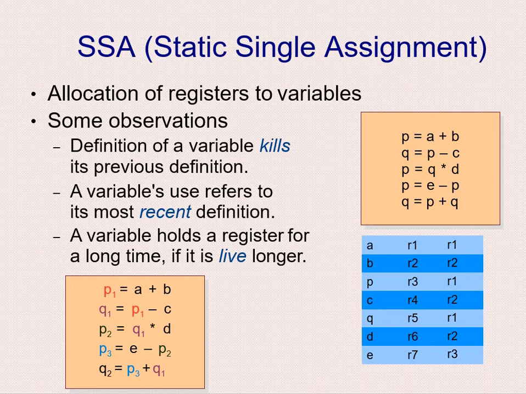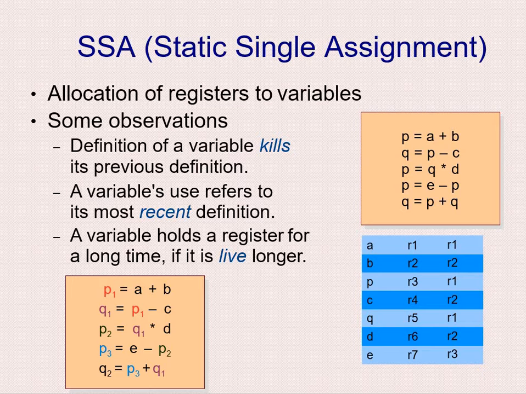Okay, in this what we do here, we allocate registers to the variables, and we allocate registers in such a manner that we can use the minimum number of registers. Okay, so some observations are there that we can see when we are assigning registers to the variables. So a definition of a variable kills its previous definition.